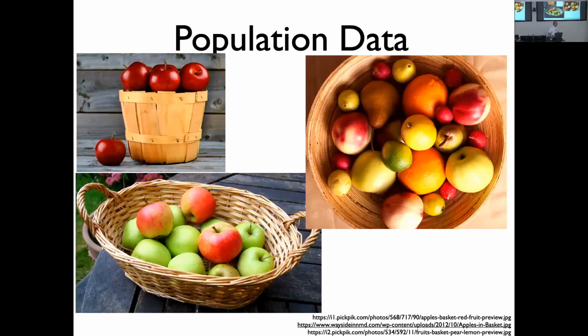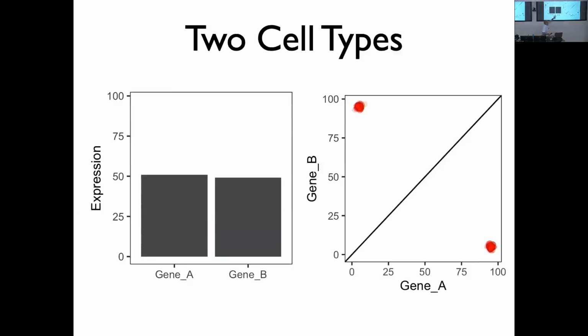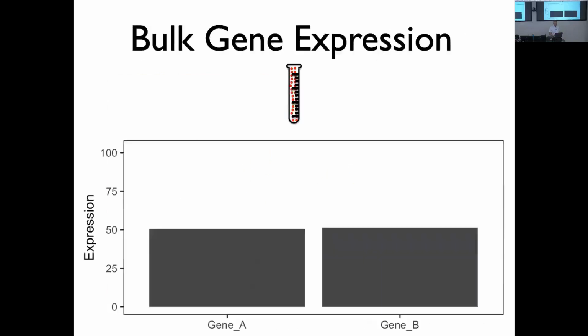So for example, you could have data that looks like this. This is the same as before, I just stretched it out a little bit, right? So gene A and gene B are expressed at 50, but here you have two different cell populations. Cell population 1 is expressing gene A at a really high level, but not expressing gene B at all. And cell population 2 is expressing gene B at a really high level and not expressing gene A at all, or very low levels, right? So this is going to look the same by bulk RNA-seq as this and as this.